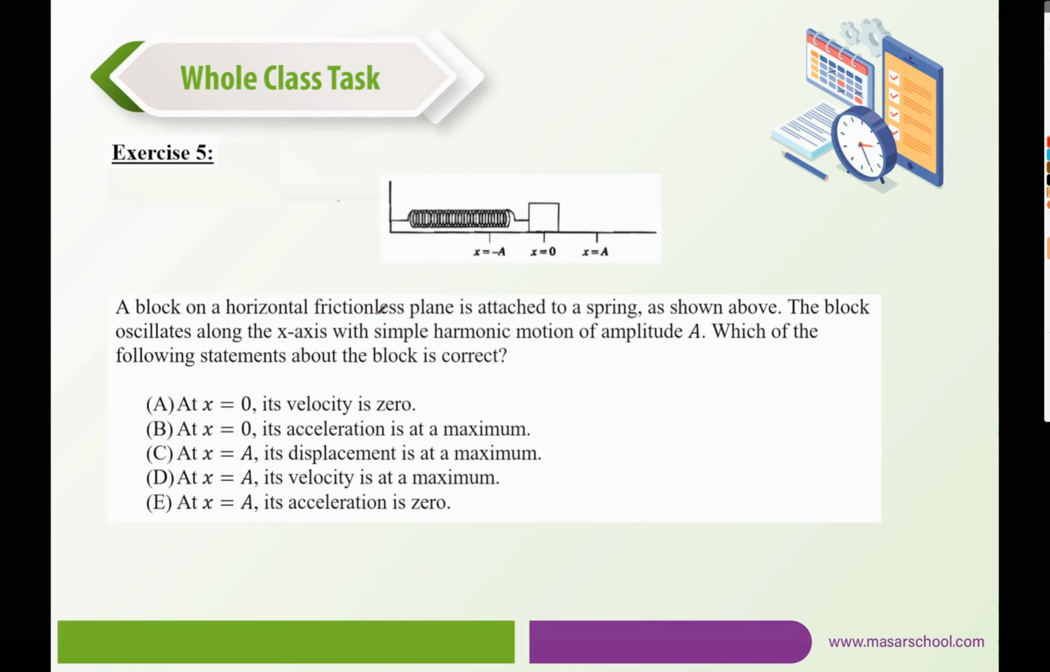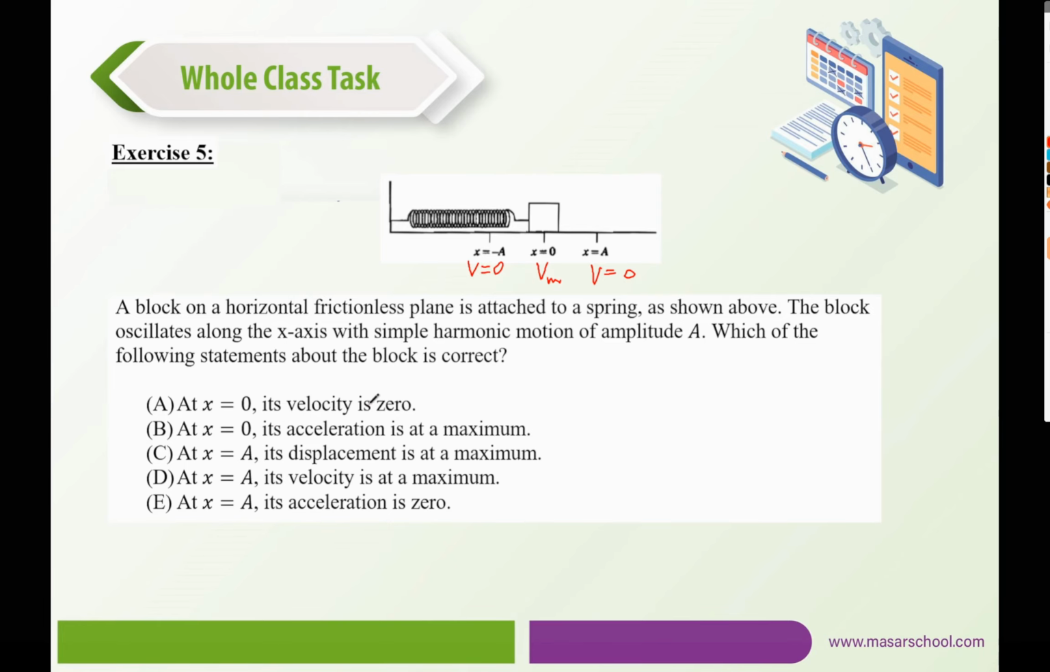Now a block on a horizontal frictionless plane is attached to a spring as shown above. The block oscillates along the x-axis with simple harmonic motion of amplitude A. Which of the following statements about the block is correct? If you notice carefully, they're discussing the velocity and the acceleration. So let me state here, remember that when the velocity is max, the position is 0. When the position is max, the velocity is 0. So here, this is maximum velocity, this velocity is 0, and that velocity is 0. Let's start discussing all of these and doing some eliminations.